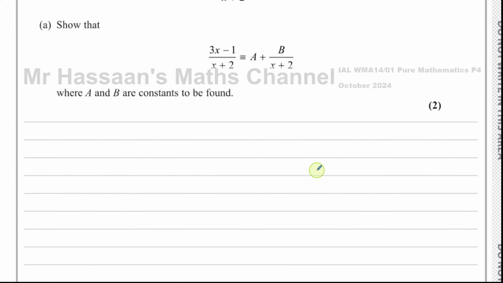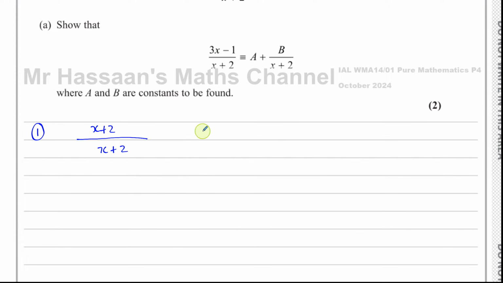Now there's numerous ways that we can answer this question. I'm going to show you 3 ways of doing it. First way, the way I prefer for a simple question like this, is called rewriting the numerator. So I leave the denominator as it is, x plus 2, and I write x plus 2 in the numerator exactly as it is. Then I ask myself, how does this x plus 2 end up being 3x minus 1?